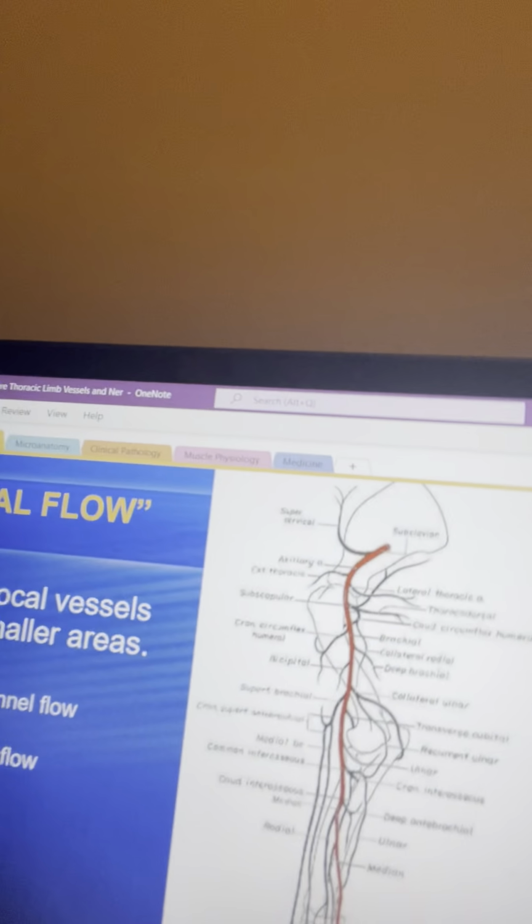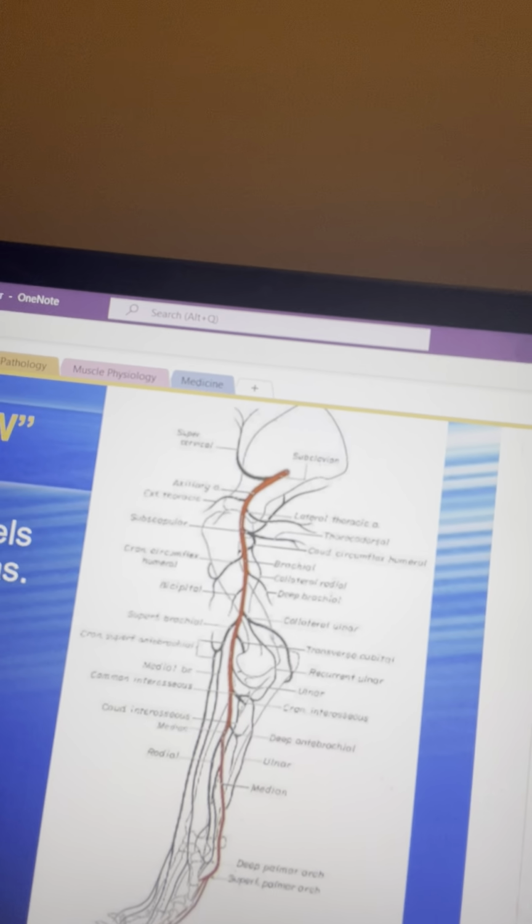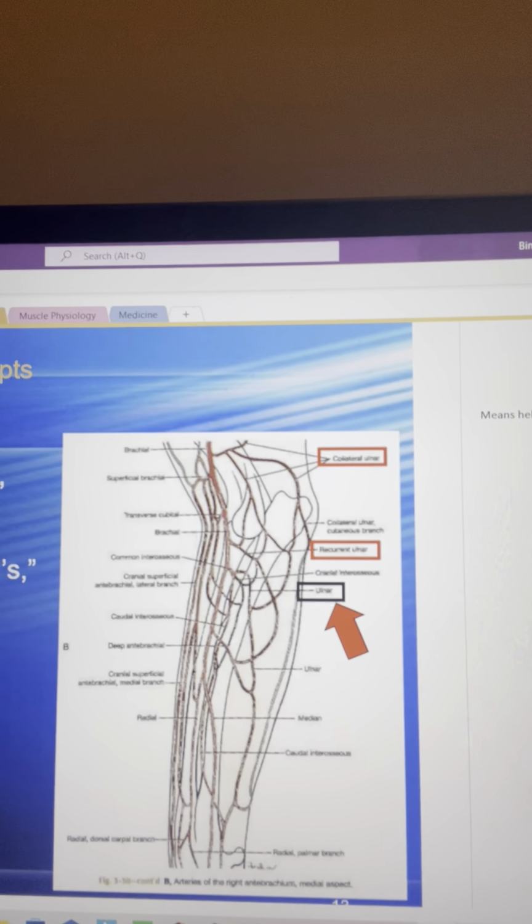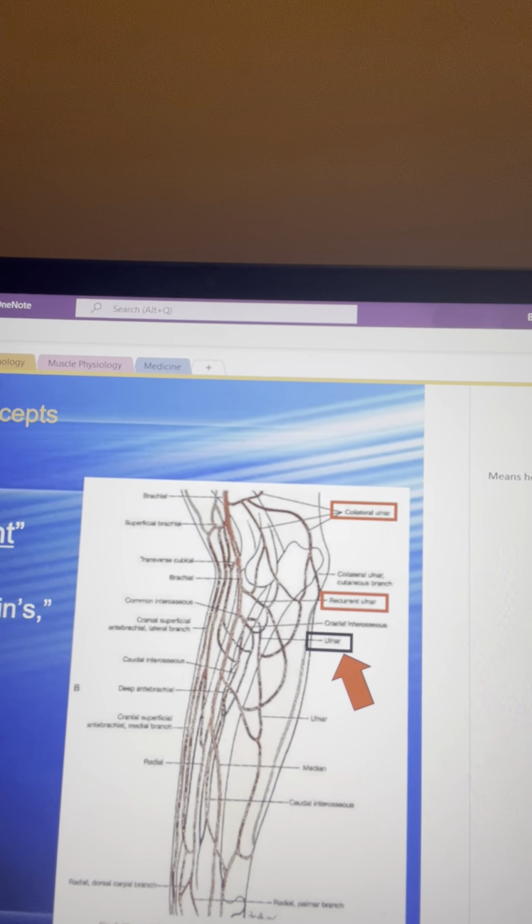Some point soon, probably. Regional flow, this is simply the local vessels supplying the smaller areas. So these are our exits. The red being the main channel flow here, which you see in red, and then the blacks are our regional flow areas of blood. Collateral or recurrent, supplemental stand-ins, extra flow. So these are our helper guys. When we see recurrent or collateral, that means they're helping out.